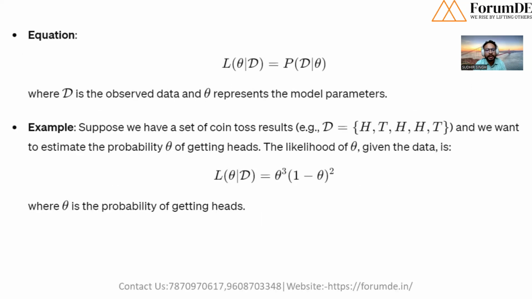This is the equation for likelihood. See how likelihood and probability are basically interchanged: L(theta | D) equals the probability of D given theta. So basically it is interchanged. Here is one example also. Suppose we have a set of coin toss results, heads and tails, and we want to estimate the probability theta of getting heads. The likelihood of theta given the data is represented by the following equation.